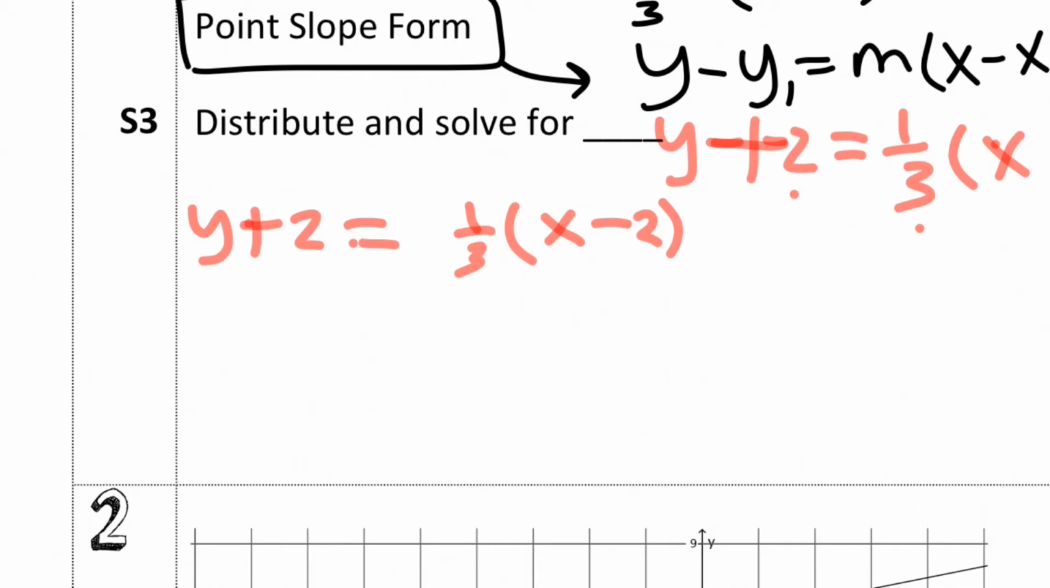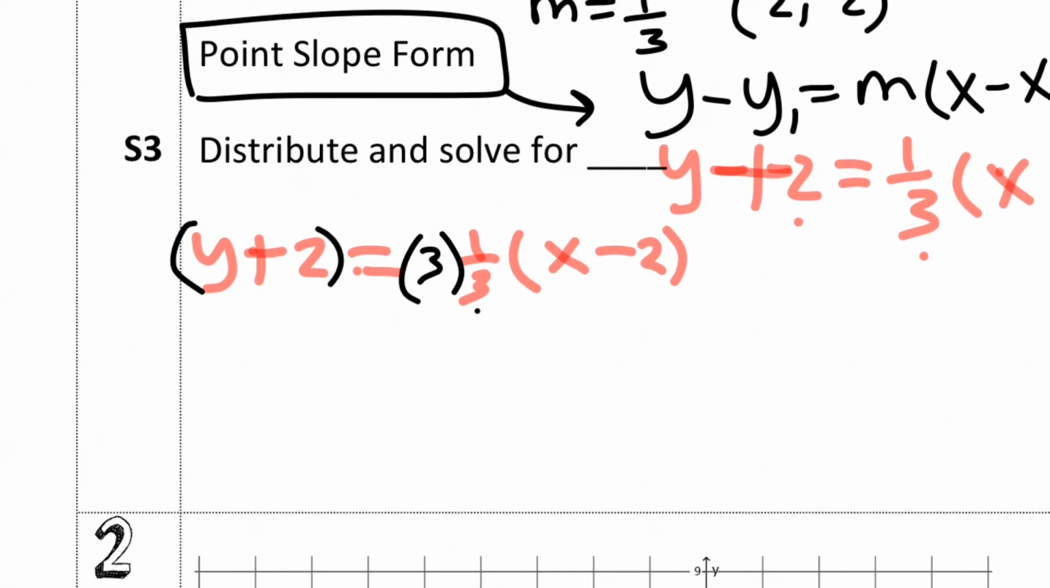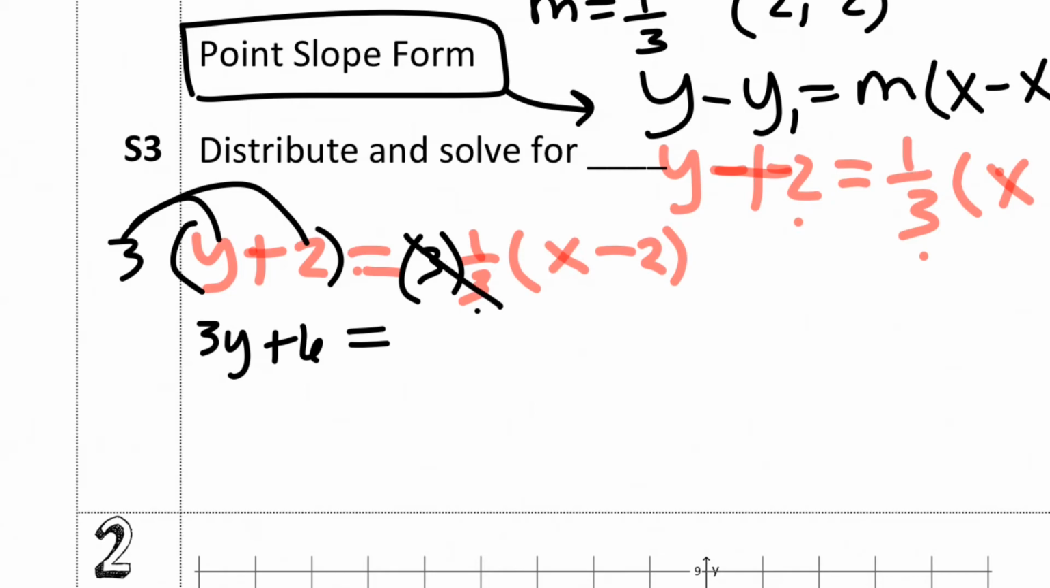And the way I can do it is this. We should know that to get rid of a fraction, we can multiply by the denominator, right? So our denominator is 3, so I can multiply by 3. If I multiply by 3 here, I have to multiply by 3 on this other side, which means I have to distribute that 3. So this gives me 3y plus 6, which is fine. These 3's cancel out, so I just get 1 times x minus 2. So it's really just x minus 2. Now we can distribute and solve for y. So distribute your 1 and then solve for y. Get y by itself.